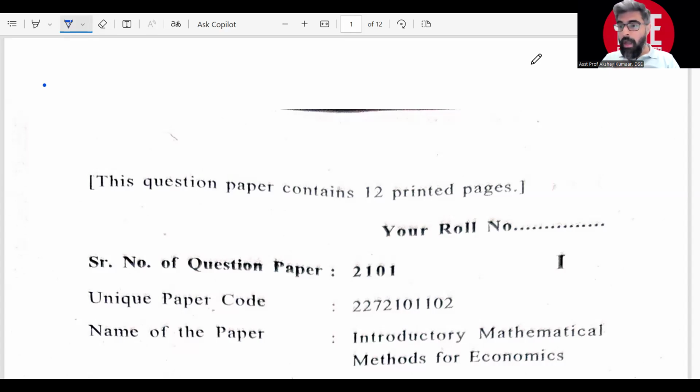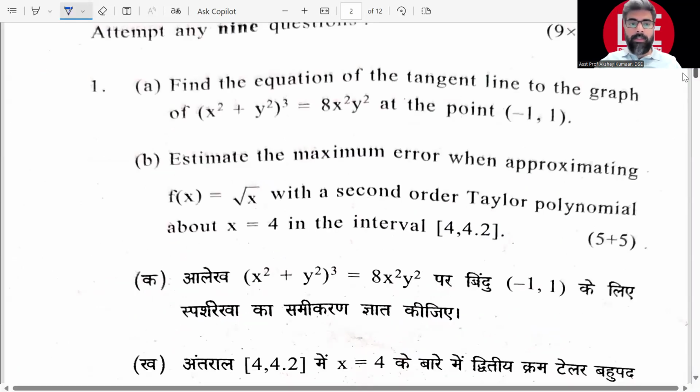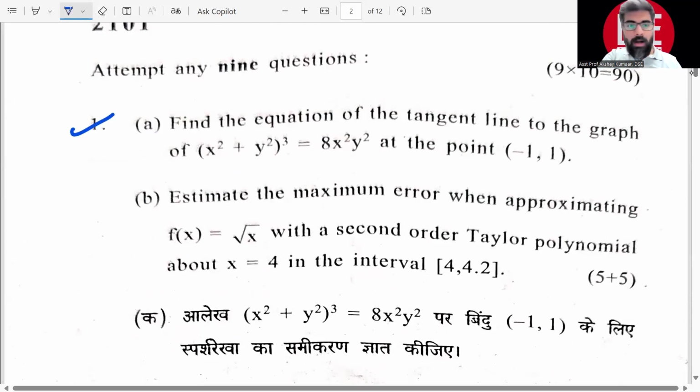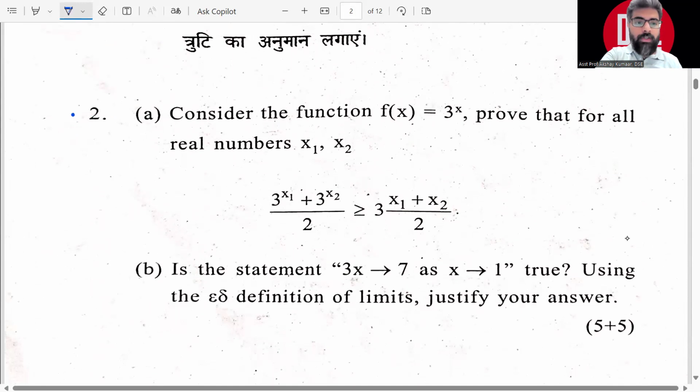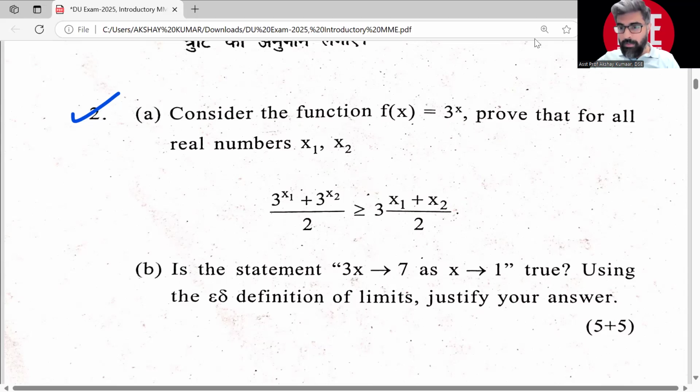I hope all students can see the question paper on your screen. This is the question paper for January 2025. You can clearly recall from my previous lecture that I had solved question number 1 completely. Question number 1 had two parts, A and B, which we solved in the previous lecture. Now, in this lecture, I'm going to start with the discussion of question number 2.